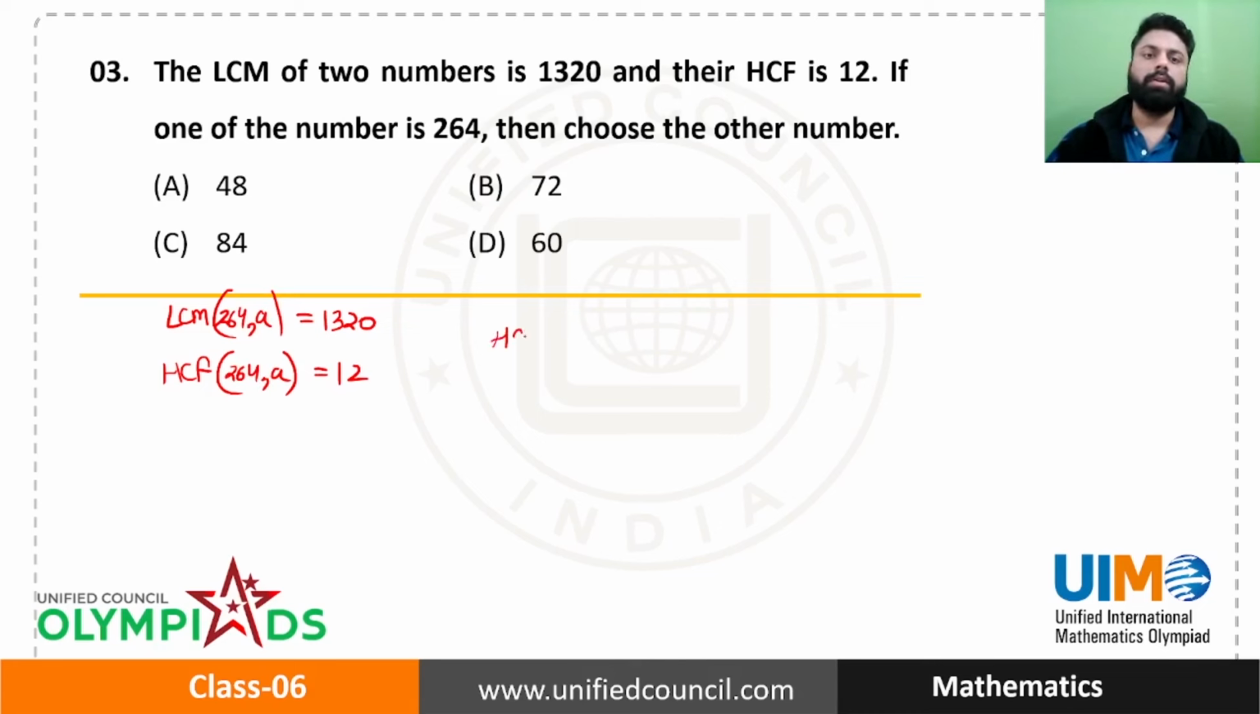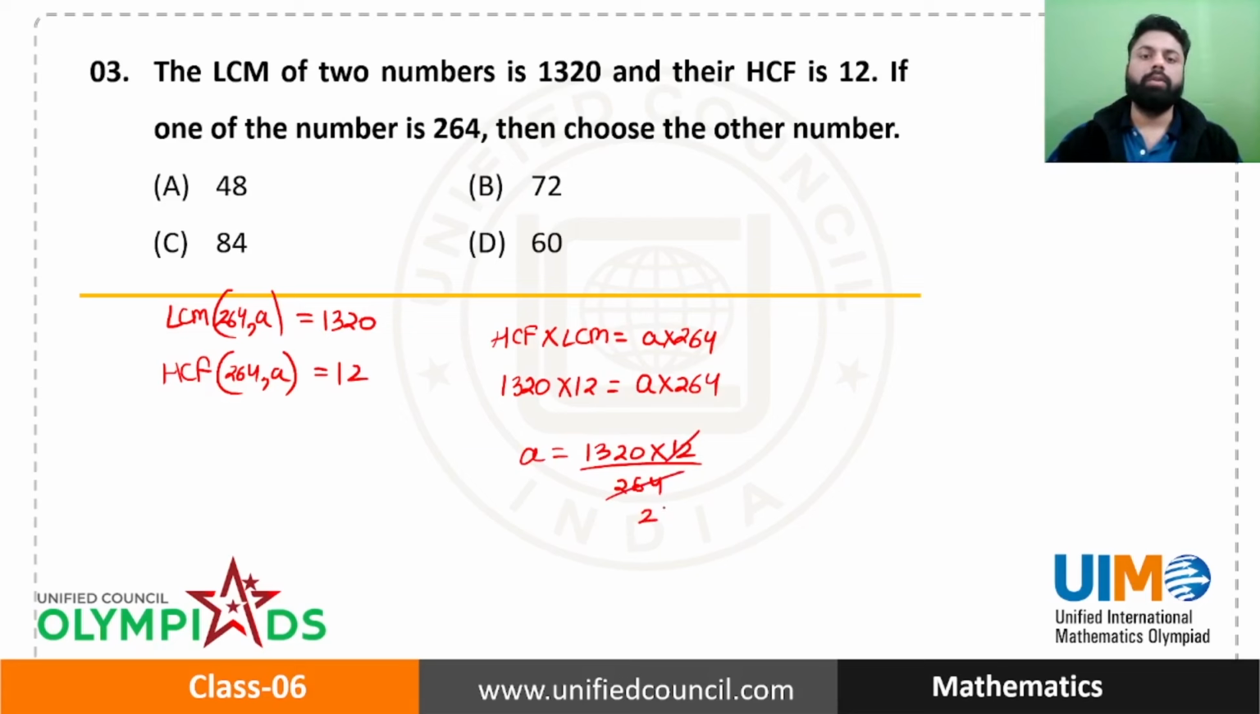We know the product of HCF and LCM is equal to the product of the numbers. Here the value of A is not given and 264 is another number. So 1320 multiplied by 12 is equal to A multiplied by 264. A is equal to 1320 multiplied by 12 divided by 264. This is 12 two times and 24, then again 2 times, 22. Then 11 or 22 multiplied by 6 is 132 and then 0. So 60 is the required number.